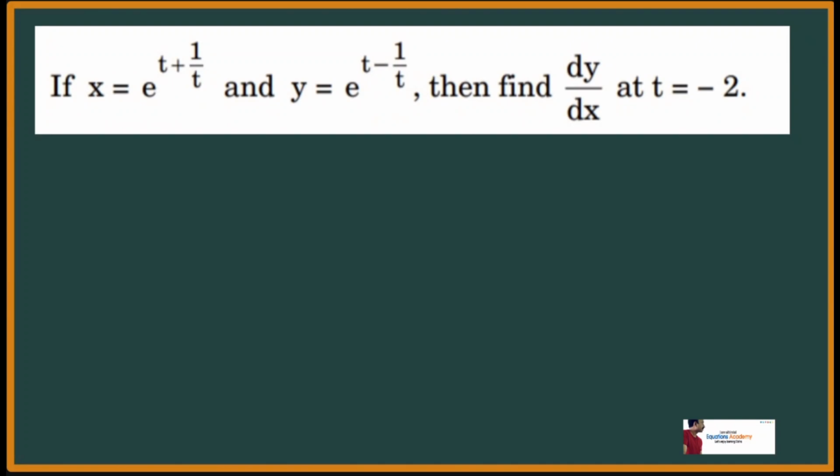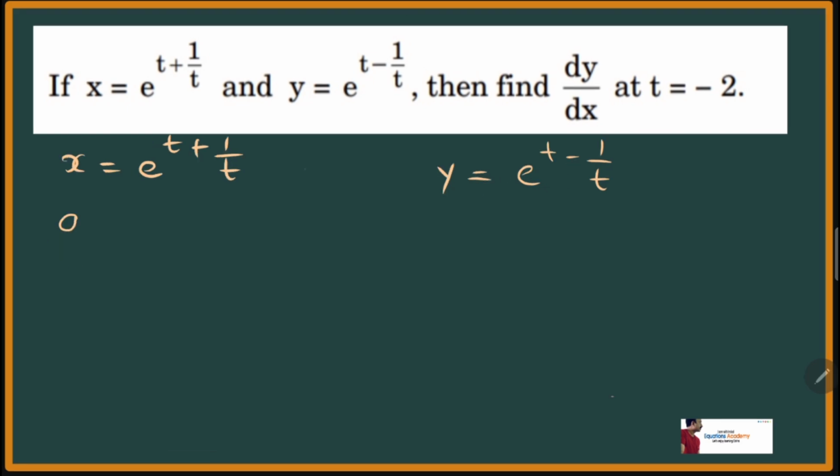If x equals e raised to t plus 1 by t and y equals e raised to t minus 1 by t, then find dy by dx at t equal to minus 2. We have x is equal to e raised to t plus 1 by t, so we'll find dx by dt.